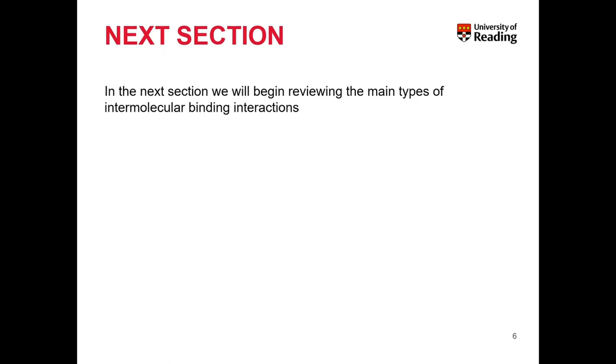So in the next section, we will begin reviewing the main types of intermolecular binding interactions that you could have, and we'll look at these, see what types of functional groups can support them and what types of interactions can be formed.